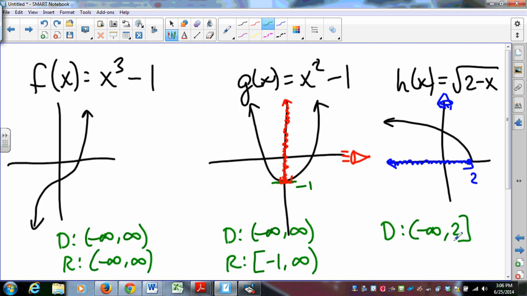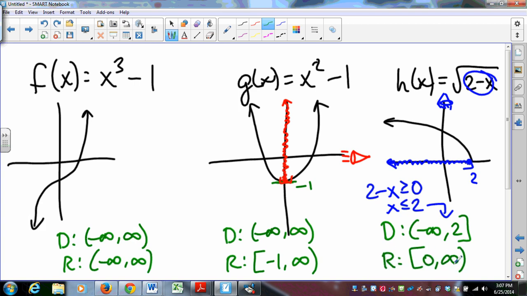Now we have good reason to believe that, because we know that the radicand, the expression that's under a radical, must be greater than or equal to 0. And if we solve that, we get exactly what is expressed down here. As for range, we know what kinds of y values come out of radicals. The only values that come out of radicals are non-negative values, and so we know that 0 to infinity has to be the range.